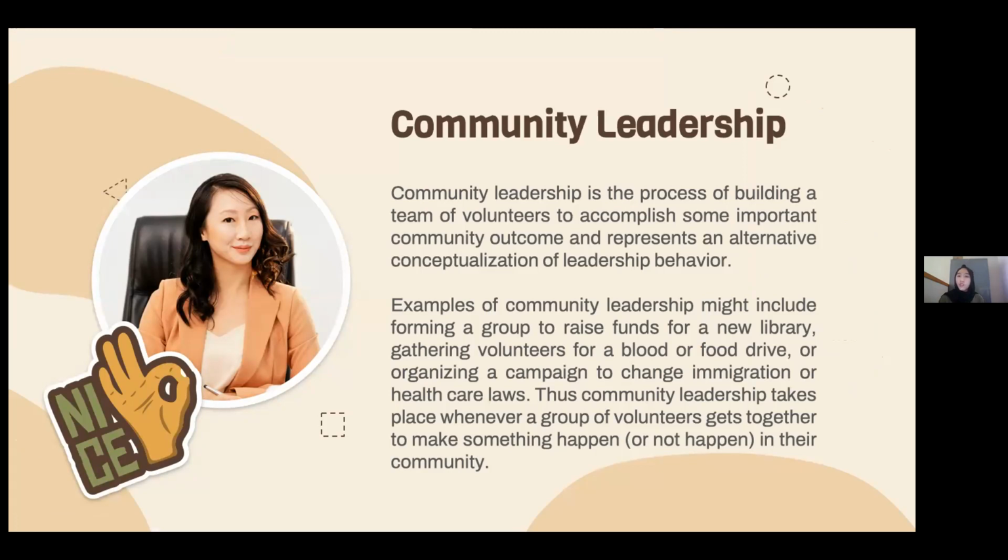So this is for community leadership. So what is community leadership? Community leadership is the process of building a team of volunteers to accomplish some important community outcome, and represents an alternative conceptualization of leadership behavior. Examples of community leadership might include forming a group to raise funds for a new library, gathering volunteers for a blood or food drive, or organizing a campaign to change immigration or healthcare laws. And community leadership takes place whenever a group of volunteers gets together to make something happen, or not happen, in their community.